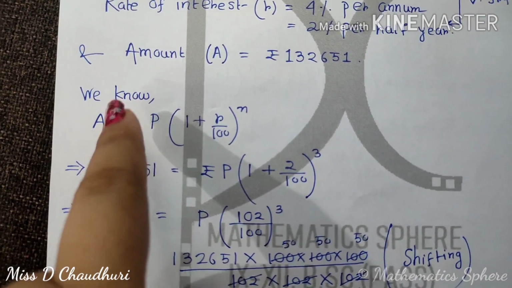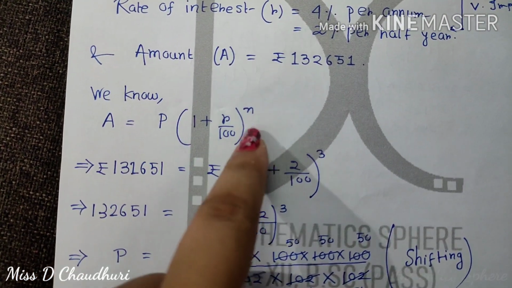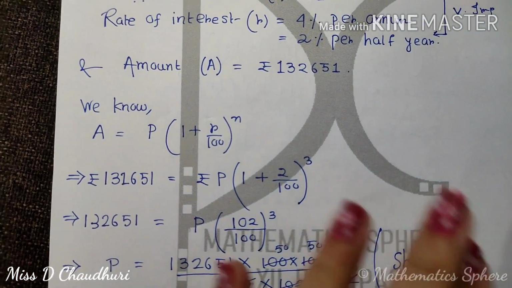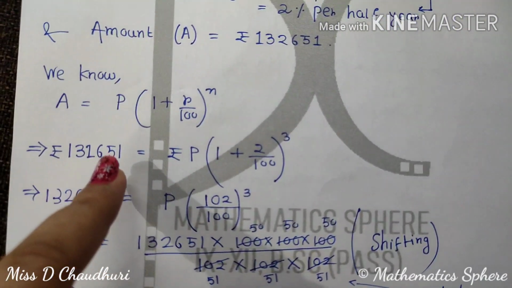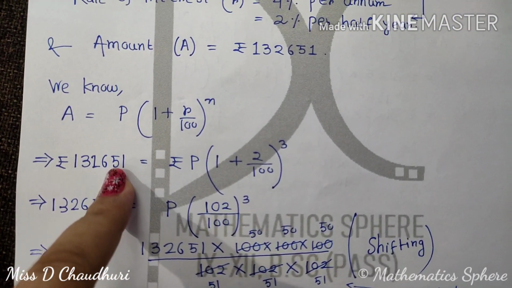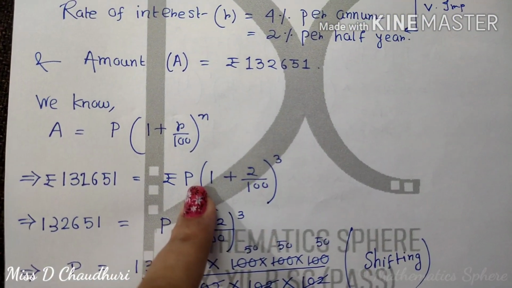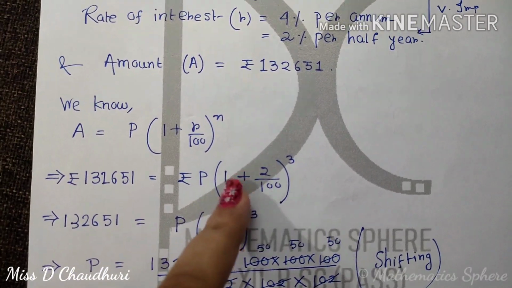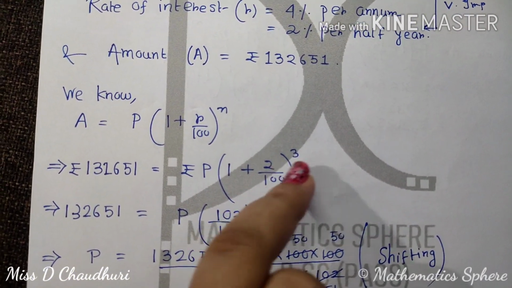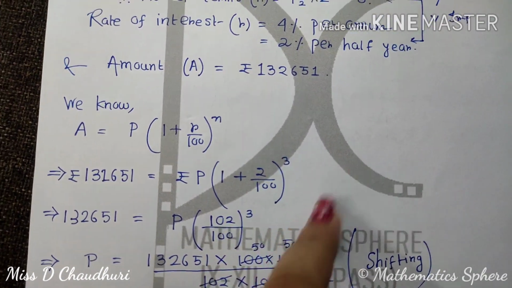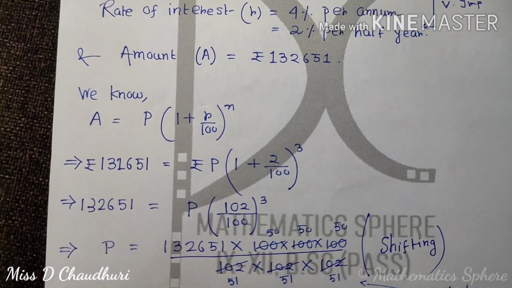We know A equals P into (1 plus r by 100) whole to the power n. Put whatever you have. You are given A is 132651, and rupees P, let it be like this only because we do not know this one, into (1 plus 2 by 100), because r is 2, whole to the power 3. Now see this calculation properly.